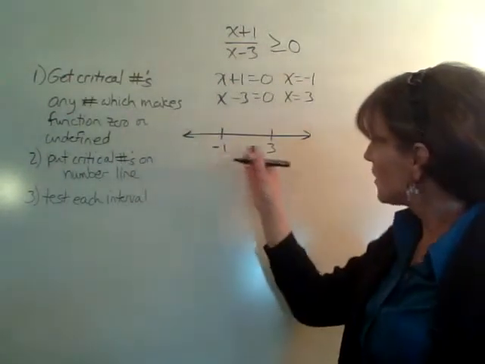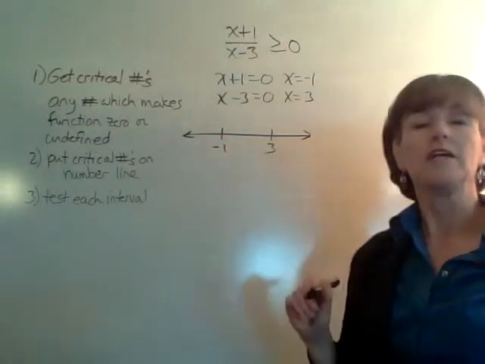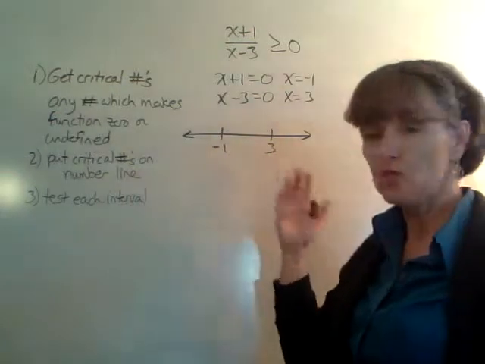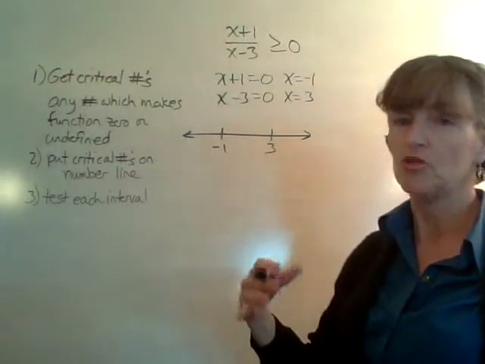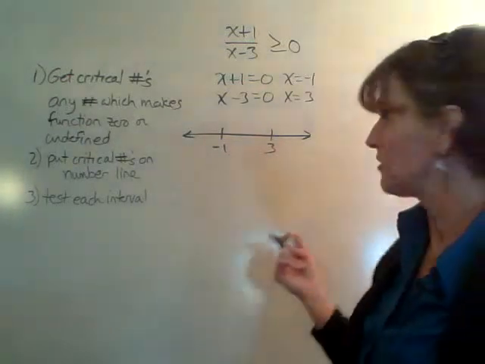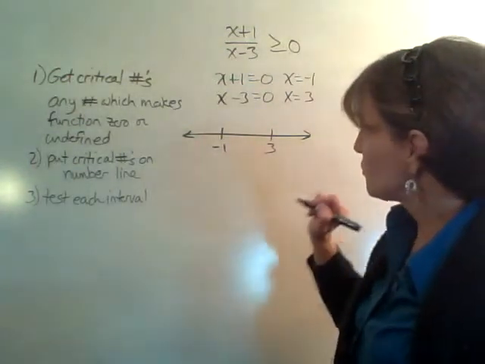And that divides my number line into 3 spaces. By the way, every problem is unique. Every problem is different. You don't always have 2 critical numbers. You could have 3 critical numbers. You could have 1 critical number. It really just depends on the expression you're working with. All right, so now I've got my critical numbers on the number line.